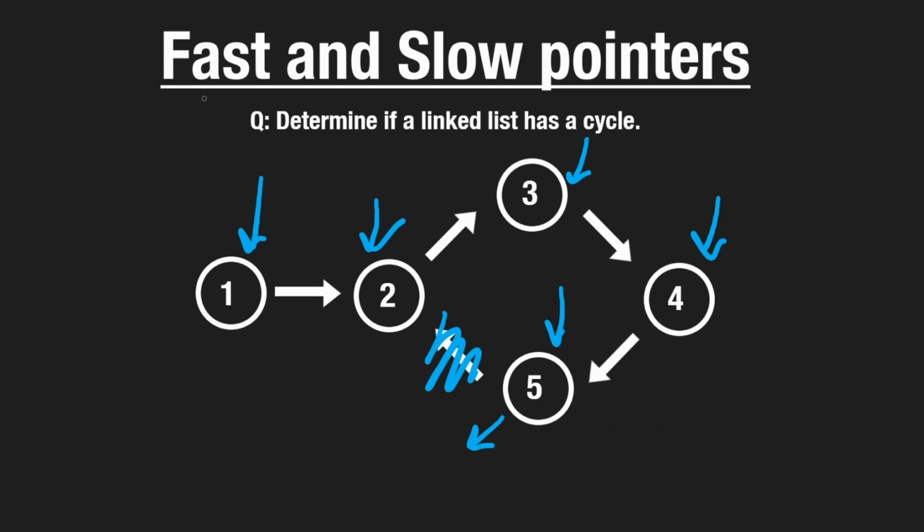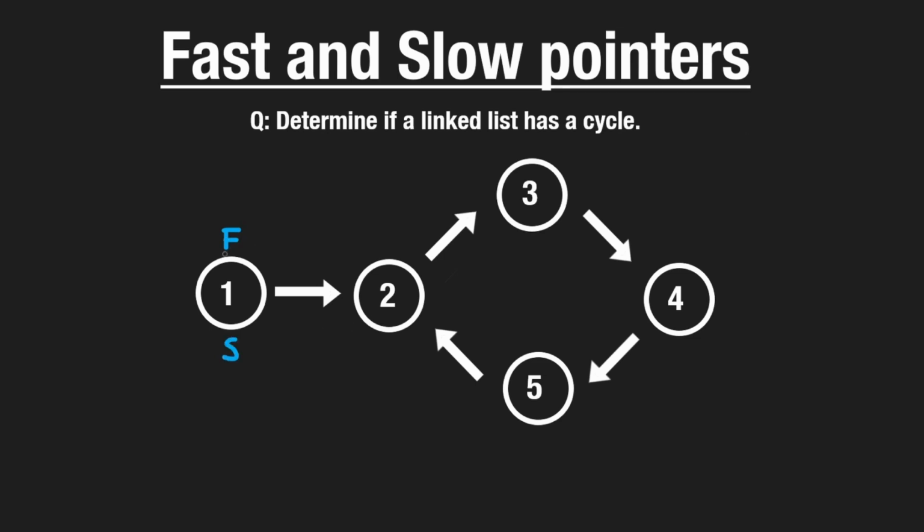Well, you guessed it, the fast and slow pointer technique. First, I'm going to walk you through this algorithm, and then we're going to discuss why exactly it works. So once again, we start with 2 pointers. We initialize both of them at the head. One is going to be the fast pointer and one is going to be the slow pointer.